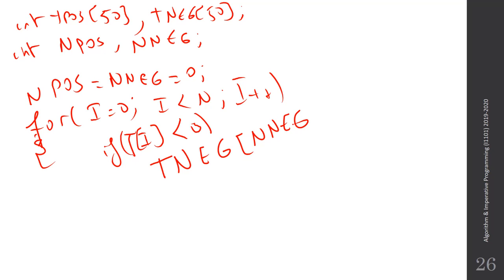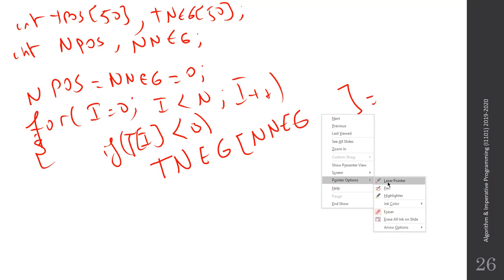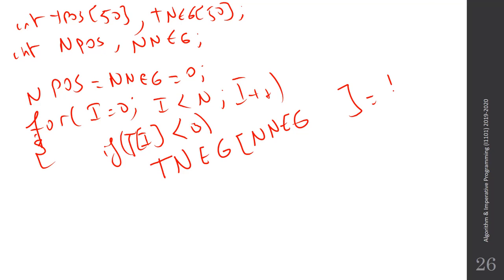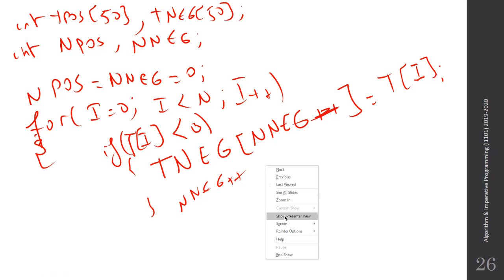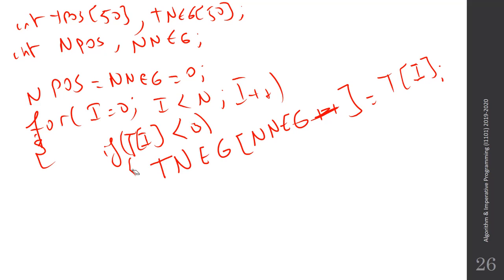So I would place it in t negative at index n negative, which is equal to t of i. And then I need to increment n negative. So I can do it as a post incrementation in just one instruction. If it's too difficult for you, you can place curly braces here and say n negative plus plus and remove this from here. However, I like the post incrementation here because it's useful. So let's erase.